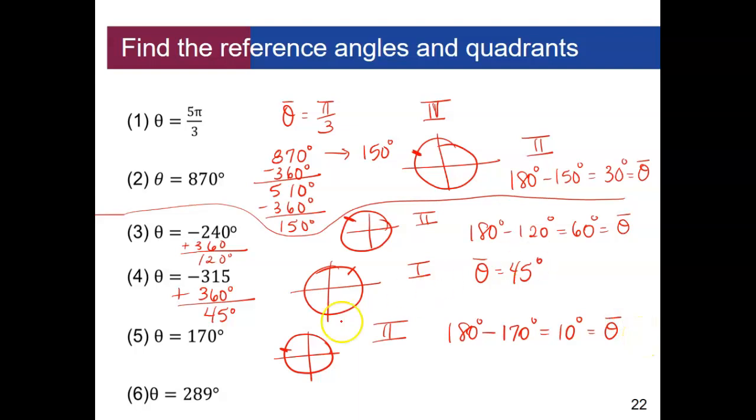Okay, looking at this one here, this one is actually on the unit circle because it's between 0 and 360. So we know that 270 is down here and 360 is over here. So we're going to be in the fourth quadrant. And in the fourth quadrant, we're going to say 360 minus my angle, and that's going to give me a reference angle of 71 degrees. Okay, so hopefully that shows you how to find these reference angles and determine the quadrants that they're in.